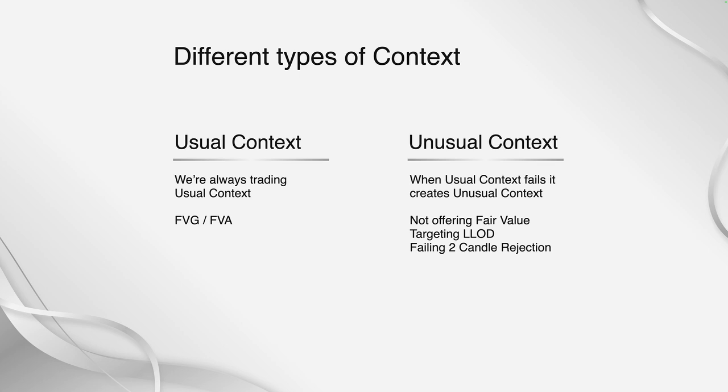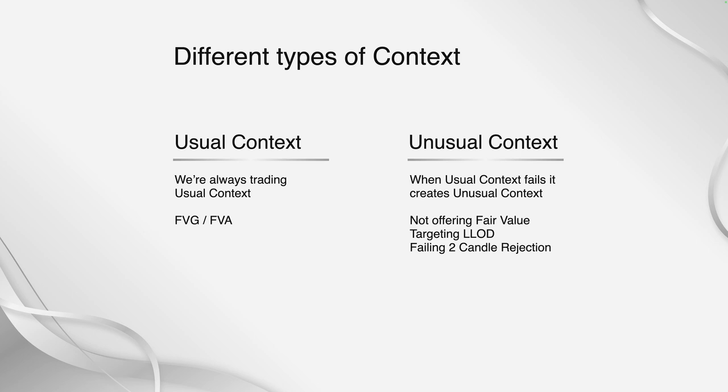So a usual context area is again that order flow lag higher or lower. That creates a fair value gap, creates a fair value area potentially, that creates the usual context area. Then next to usual context, of course, we have the opposite version, the other extreme, which is unusual context. When usual context fails, it creates unusual context. Unusual context is when we are not offering fair value, for example, we are then targeting that fair value area low or targeting the last line of defense, failing the 2 candle rejection, all things that lead to unusual context.